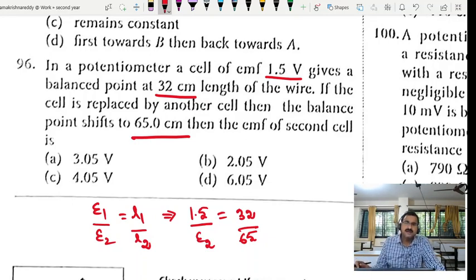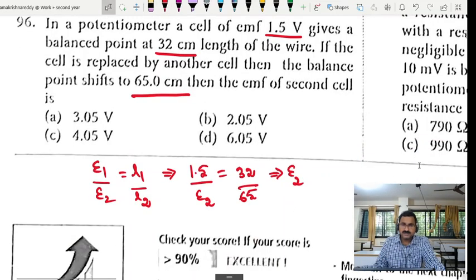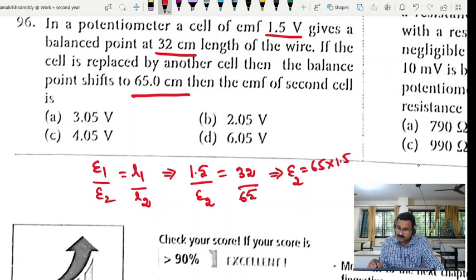But here, E2, how much are we getting? I am telling the logic for that because I am not solving this directly. I can cancel, because we are getting 3 point something according to this. Clearly you can understand, 65 into 1.5 divided by 32. But we already know 32 twos are 64, but it is 65, which means a little bit more than that, so we'll get an answer like 2 point something.